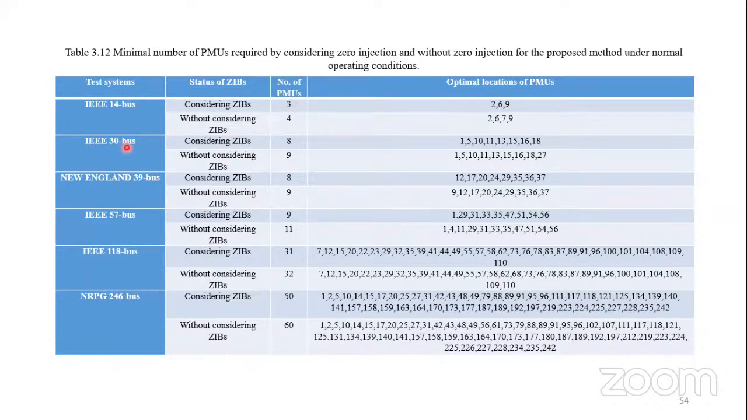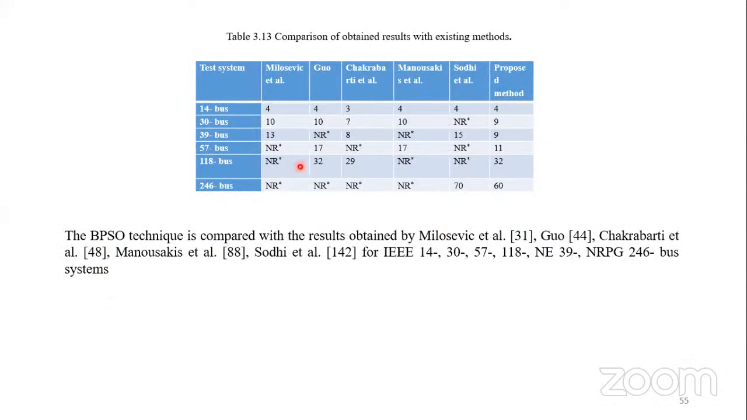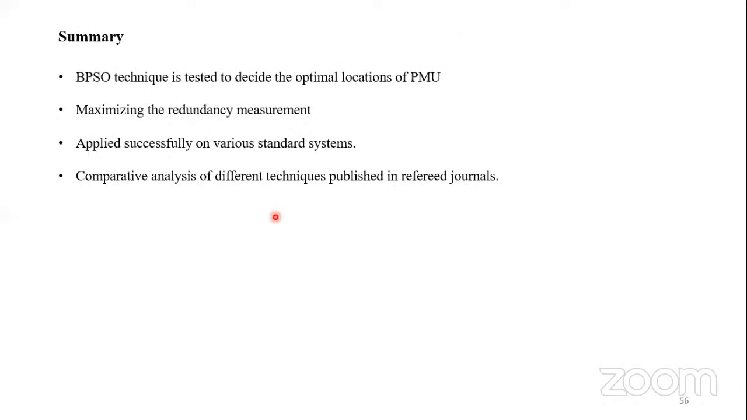So it means that again we have minimized the use of PMUs. Similarly, we have considered zero injection buses for all the test systems, and we have observed that there is a minimization of PMUs whenever we consider the zero injection buses. In this table we have compared our results with the state-of-the-art literature. What we have found is that 4, 9, 9, 11, 32, 60 is the solution we obtained for the 246 bus system.